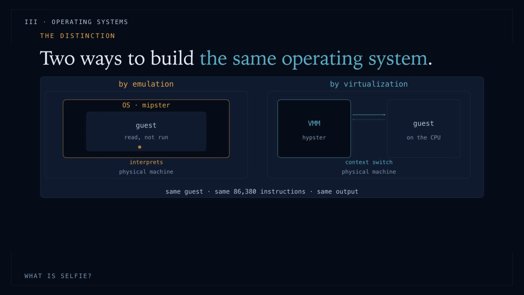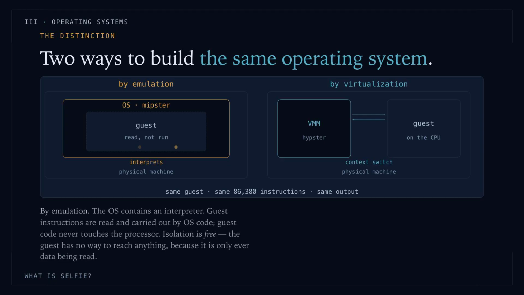Which brings us to the part I would keep if I only had 5 minutes. There are two ways to build the same operating system, and the difference between them is why operating systems have a reputation for being impossible to understand. By emulation, the operating system contains an interpreter. Guest instructions are read and carried out by the operating system's own code. The guest never touches the processor.